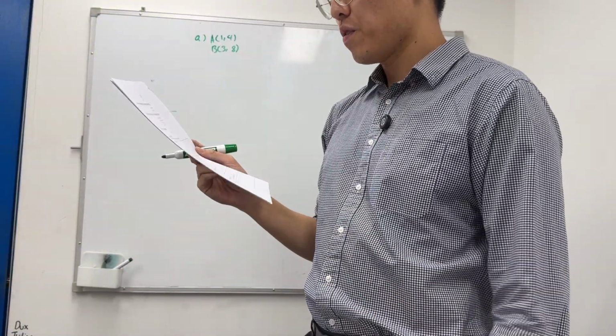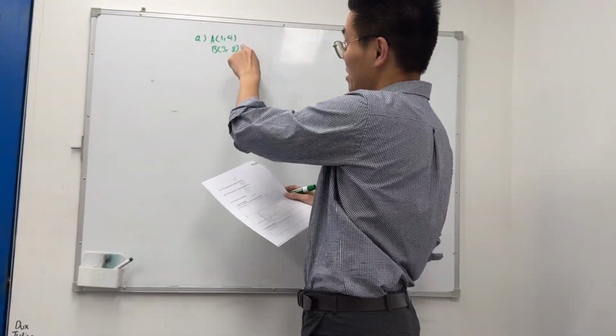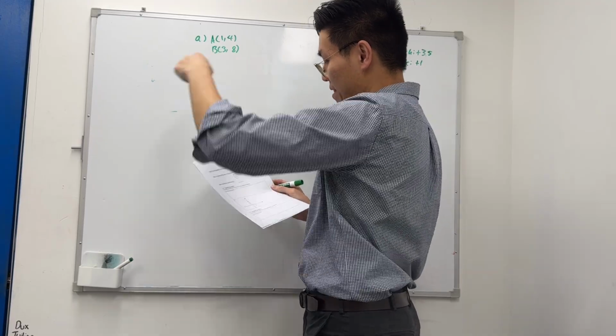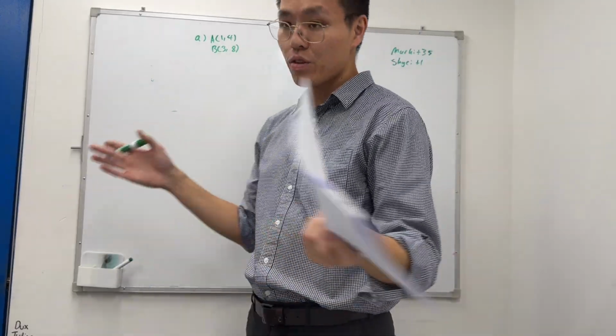Okay, so teachers' examples. If the following 2 points lie on the line, this one and this one, then find the equation of that line. What do we have to do first?